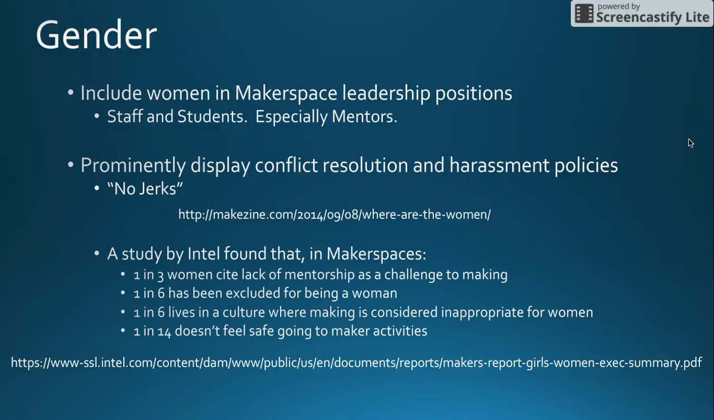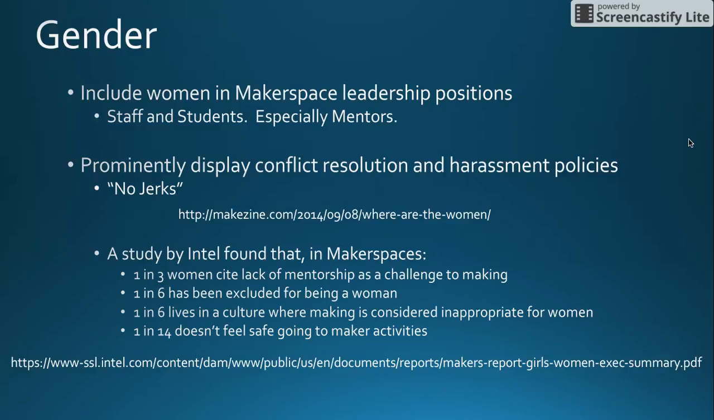Next thing that is recommended is to prominently display conflict resolution and harassment policies. And Ginsberg terms this as no jerks, because a study by Intel found that in makerspaces, very often women and girls are put off by many different things.